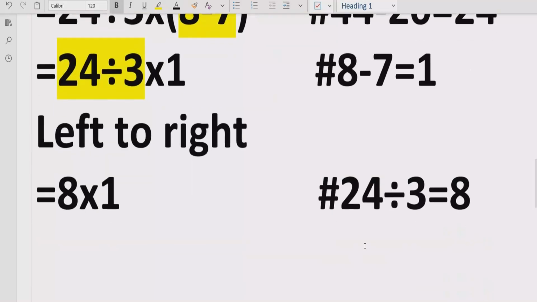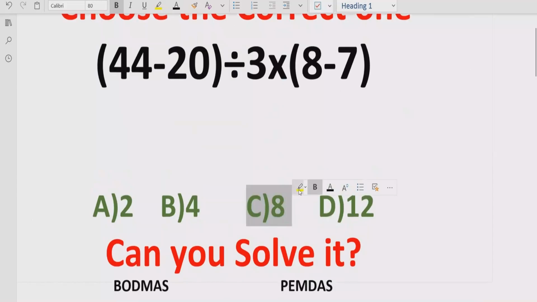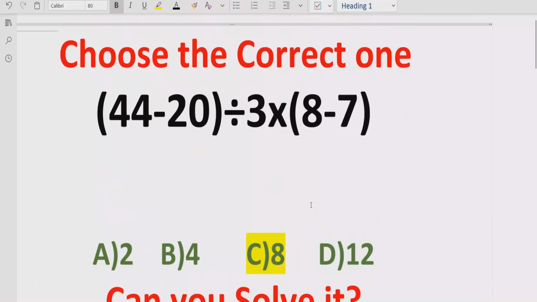Now move forward, we have here two terms which are multiplying each other. So we will multiply both of them and get the answer, which is 8. So the answer of the given expression is this. If you see the answer list, answer C is the correct answer of this expression. So I hope you understand how you can solve the given expression using PEMDAS and BODMAS method and find out the correct answer. So that's it for today.